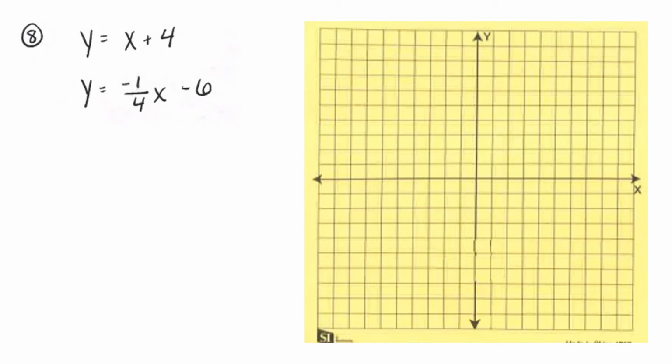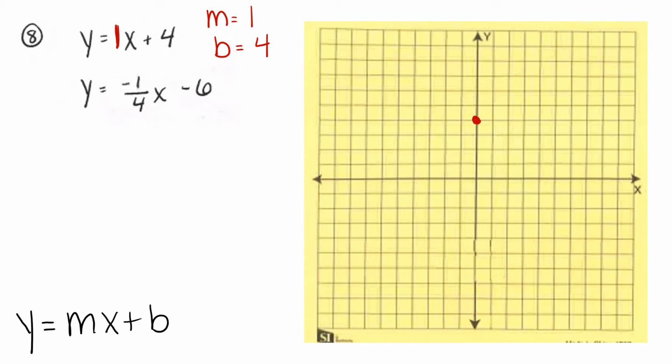For number 8, remember we're going to reference our general equation, y equals mx plus b. We're going to pull out the m value, which is an understood 1, because there's no number in front of the x, so it's a 1x. And our plus b value at the end is 4. When we graph it, we start at 0, we go up to +4 and put your point.